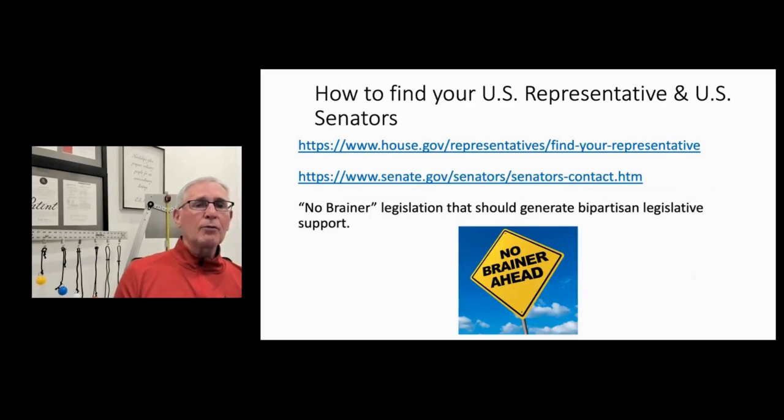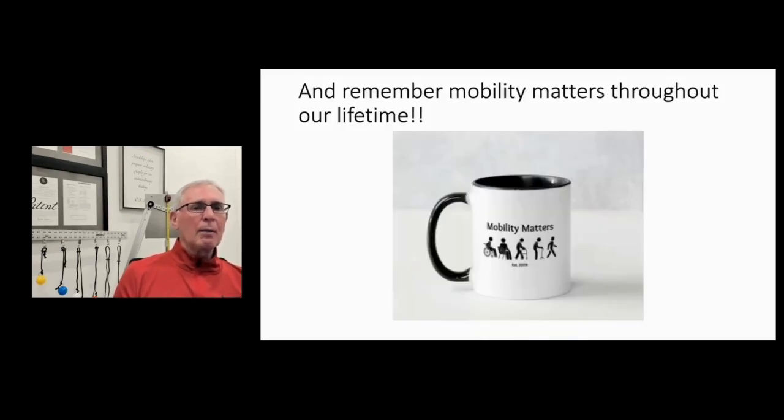How to find your U.S. representative and U.S. senator. The links below are very easy. You enter those in, put in your zip code, and it gives you who your elected officials are for your area. The two areas of legislation that I just presented are what I would call no-brainer legislation that should generate bipartisan legislative support. And remember, mobility matters throughout our lifetime.